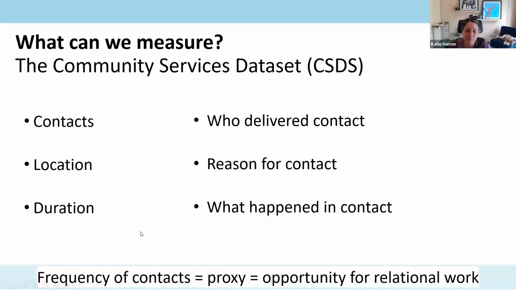Thanks, Jenny. Okay, so as Jenny has summarised, it's difficult to describe what this intervention, what health visiting is, because it's so complex. But if we're going to try to evaluate it in some way, then we need to be able to quantify it at a national level. We do have some information on health visiting contacts that's captured nationally. A dataset called the CSDS, Community Services Dataset.